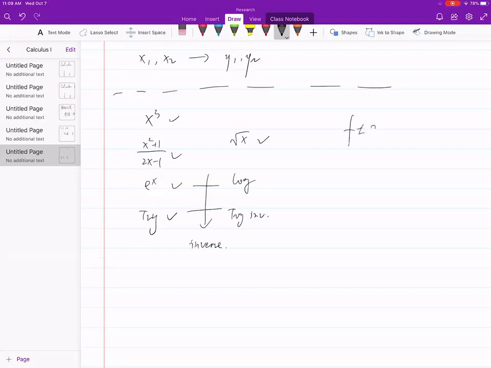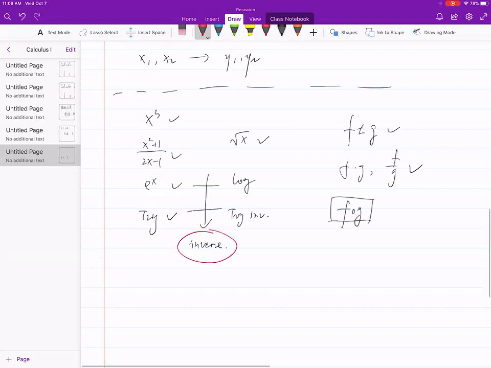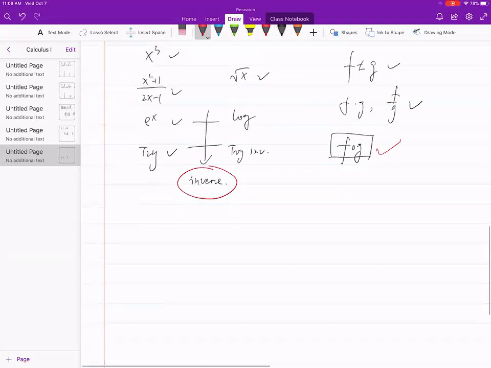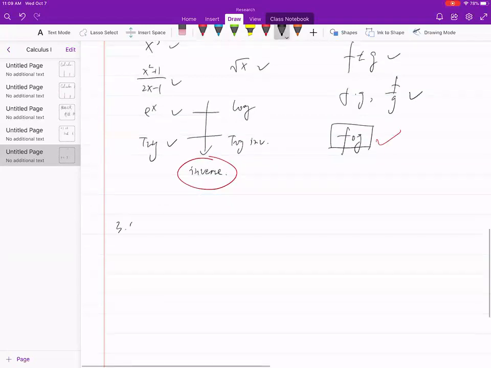Now f plus minus g, check. f times g, f divided by g, check. Now the only thing missing is f circle g. So we're missing two more things. Today we will be handling this f circle g, and that is called the chain rule.